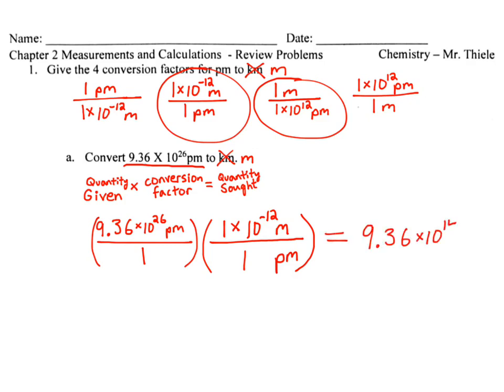So this will equal 9.36 times 10 to the 14th. Because our picometers cancel out, our units are meters, and that is the answer. That is the conversion of 9.36 times 10 to the 26 picometers to meters.